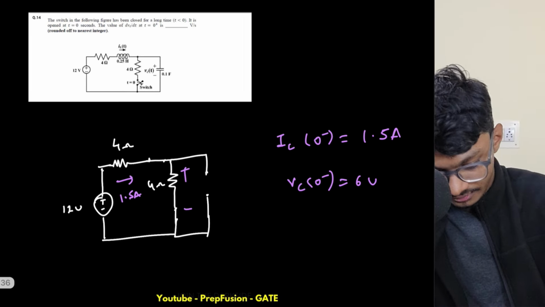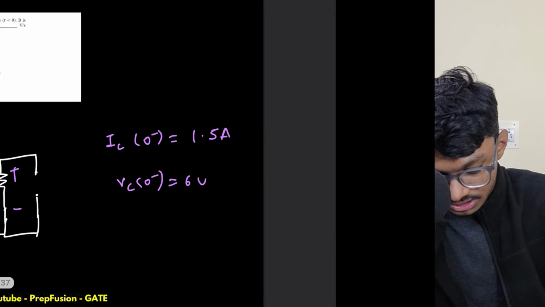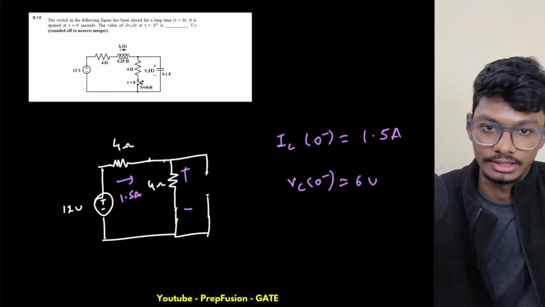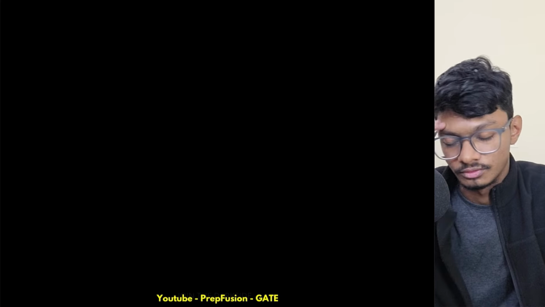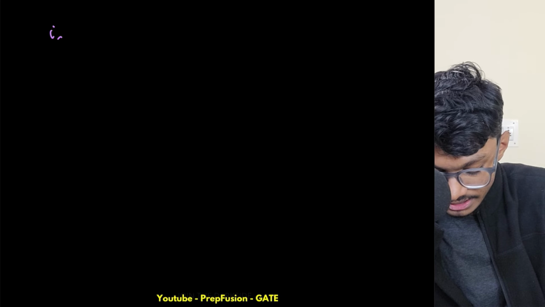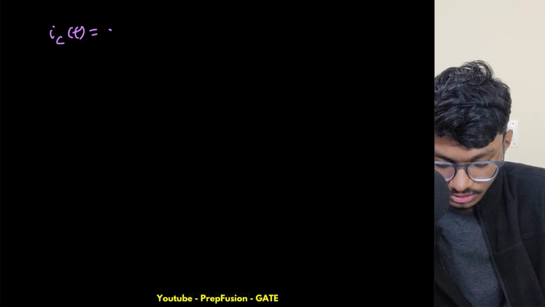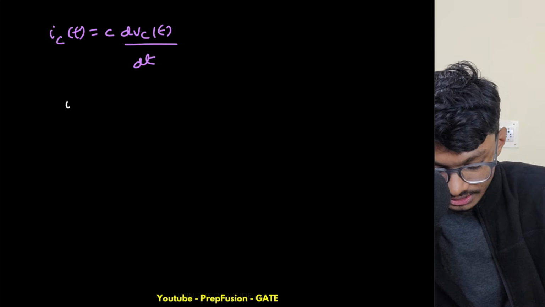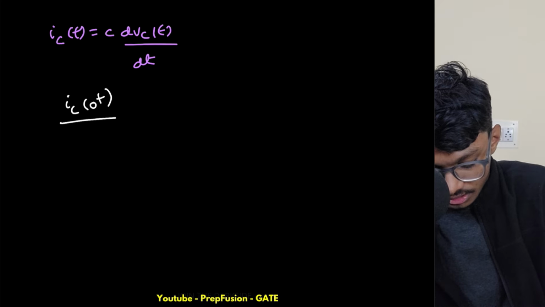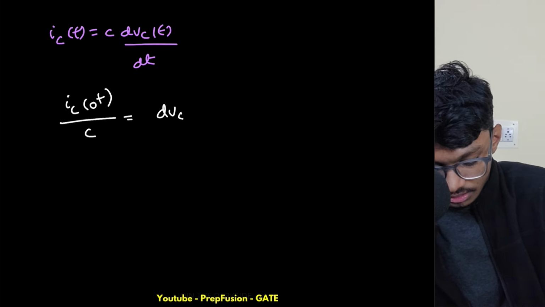Now you draw the circuit for t equals to 0 plus, as you have to find the dVc/dt. Whenever you are asked to find dVc/dt or dIL/dt, remember one thing: try to write the KVL equation of the current and voltage for the capacitor and for the inductor. So what we know, IC of t equals to C dVc by dt. Now if I write this, IC(0+) divided by C will be equal to dVc(0+)/dt.